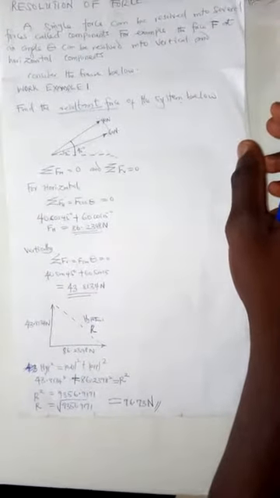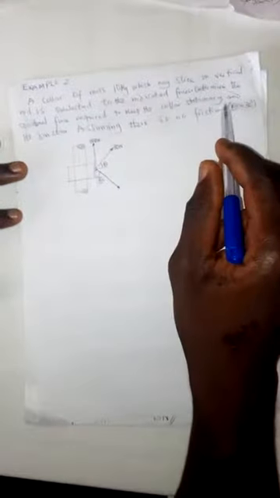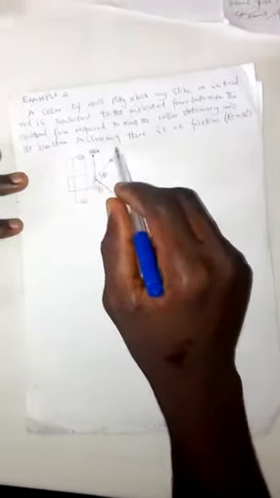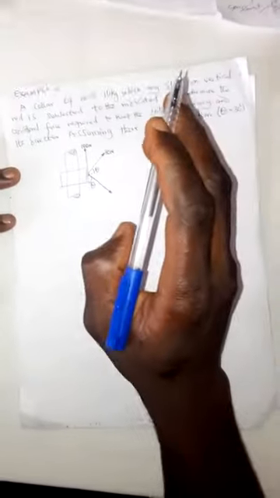So let's take one more example, to round up today's class. A collar of mass 10 kg, which may slide on the vertical rod, is subjected to the indicated forces. Determine the additional force required to keep the collar stationary, and its direction, assuming there is no friction, at angle 30 degrees. The first thing we have to do is to draw the free body diagram.